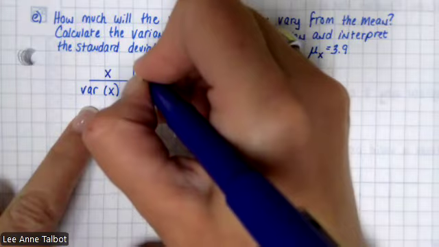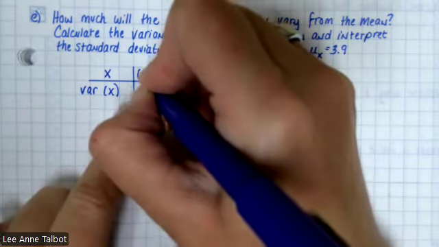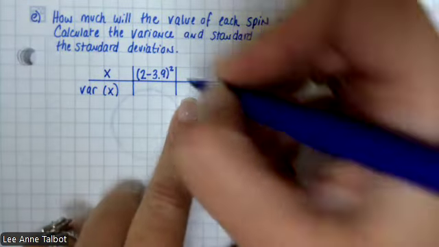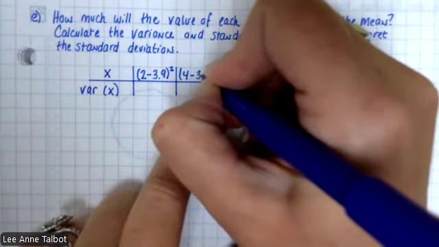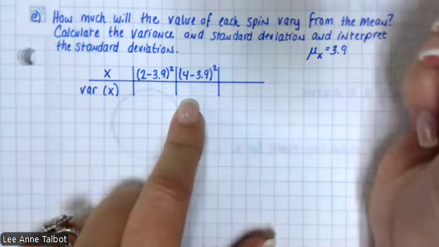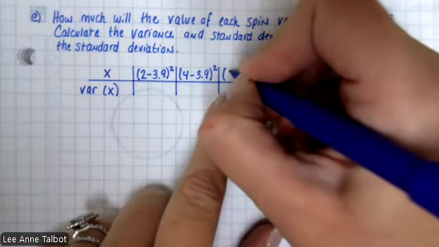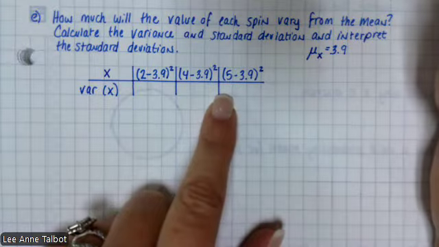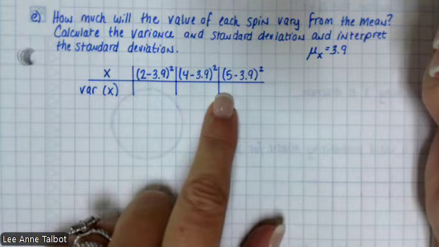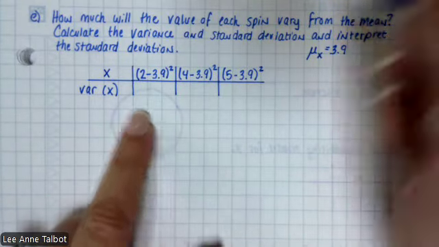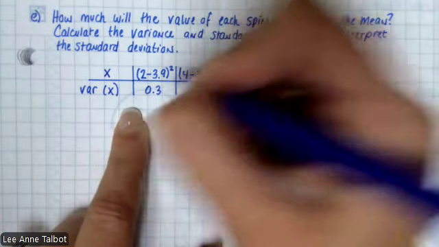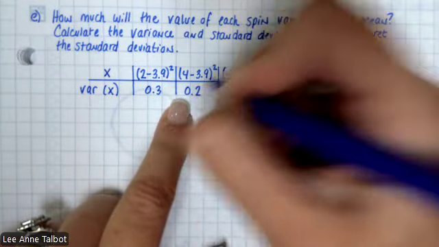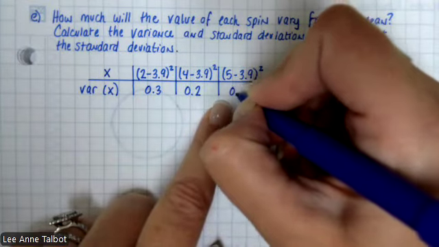In this box, I'm going to say value minus the mean squared. In this box, value minus the mean squared. And in this box, value minus the mean squared. The weight on 2 was 0.3. The weight on 4 was 0.2. And the weight on 5 was 0.5.